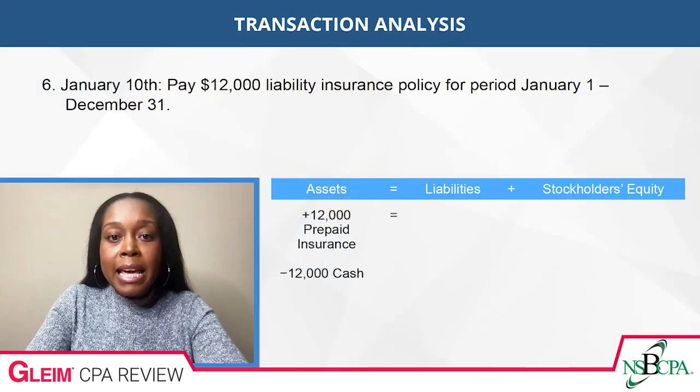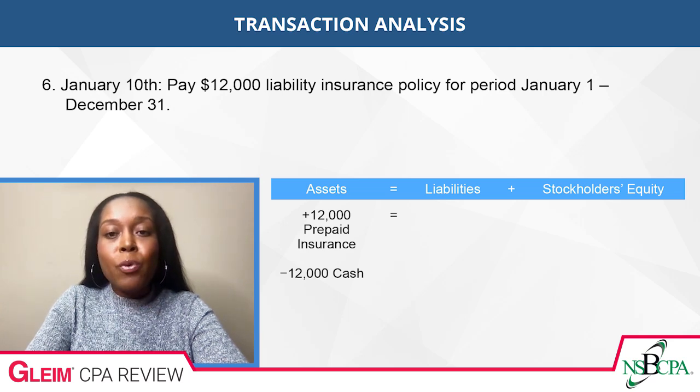One thing you have to have is insurance, correct? Oftentimes, insurance policies are for longer periods. So let's say that on January 10th, we paid $12,000 for our liability insurance. This insurance is for the entire year, January 1st through December 31st. At the time we pay, we now have an asset, a future benefit for the upcoming year.